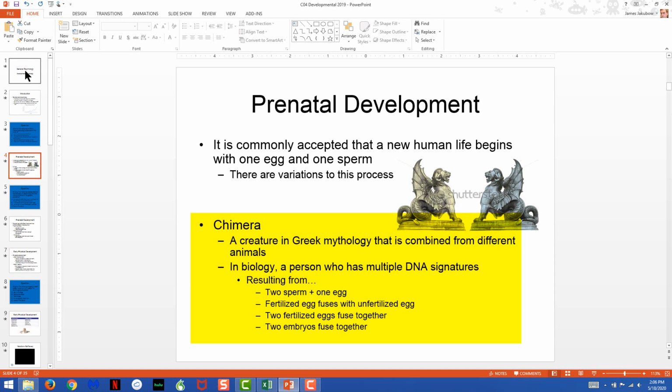And finally, two embryos fuse together. In this scenario, you have the latest stage possibility of having the individuals fuse together. In cases where two embryos fully fuse together, the individual who is born may never know their entire life that they were a chimera. However, in some cases, the fusing is not complete, and the partial fusing of two individuals together produces what's called conjoined twins.